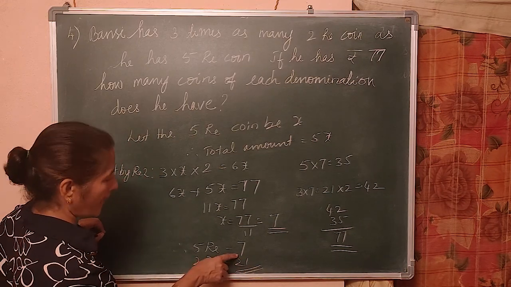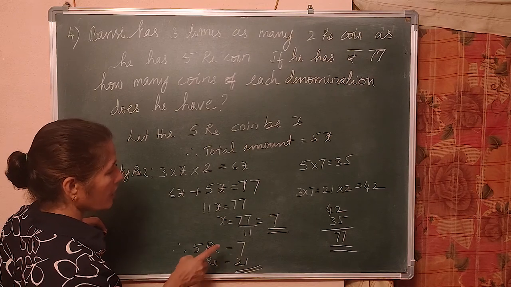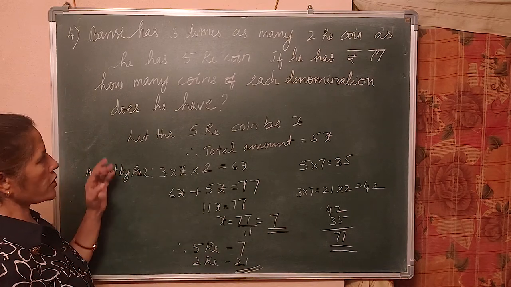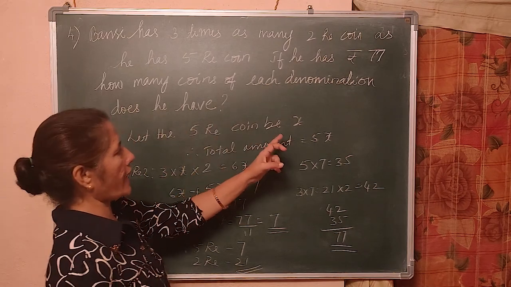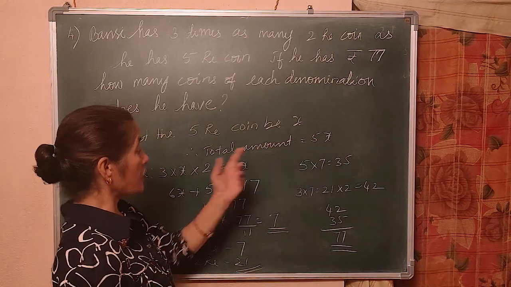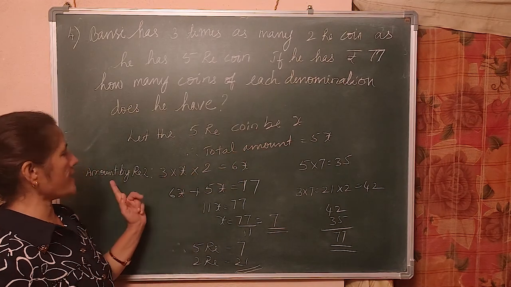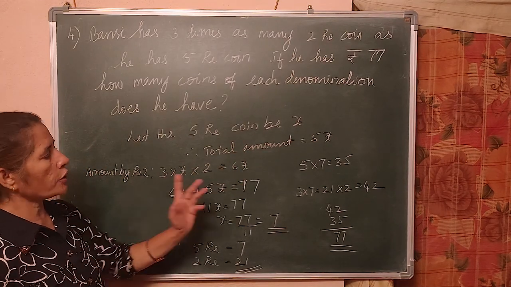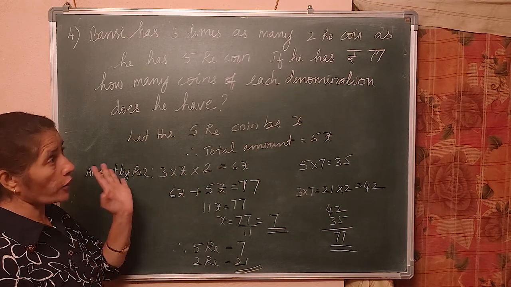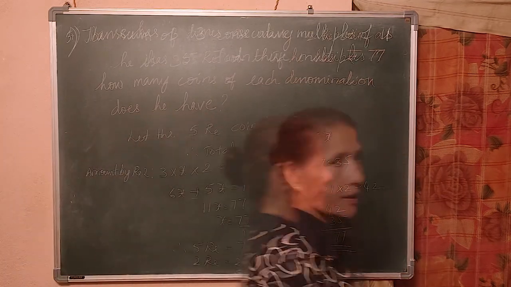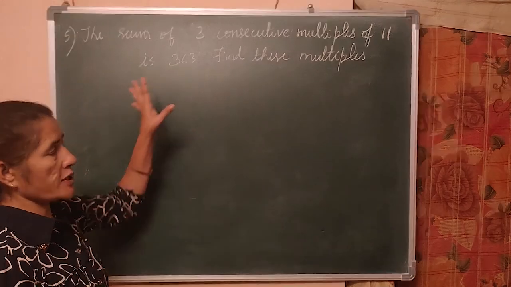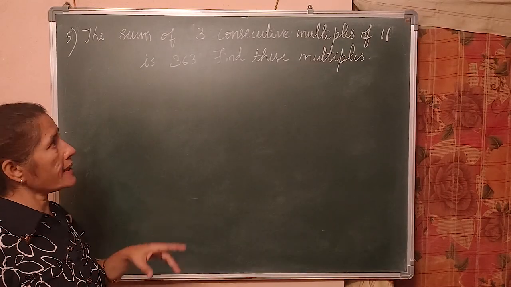3 times x is 21. Understand? So I say let the 5 rupee coin be x, total amount is 5x. 3 times this x into 2 is the amount by 2 rupee coins. So I hope you understood. Now let me solve the last question of this class.